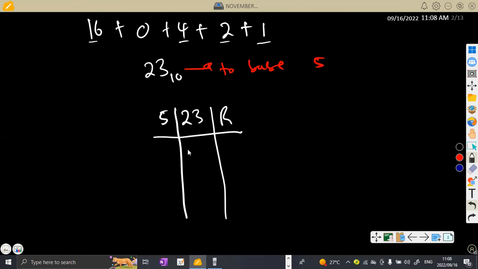Okay, so 5 into 23, that is 5 into 20, that's 4, remainder 3. 5 into 4, that's 0, remainder 4. So that's what you're going to have. And remember, you take your answer from the bottom going upwards, it's going to be 43 in base 5. Okay, so that is what we had in this case. It was just converting to base 5.